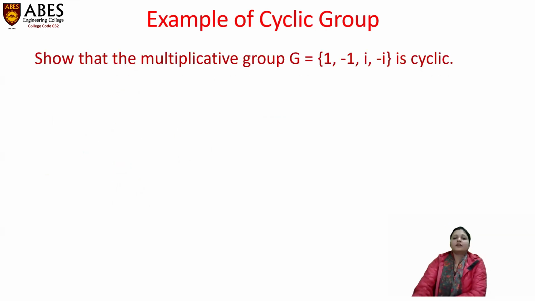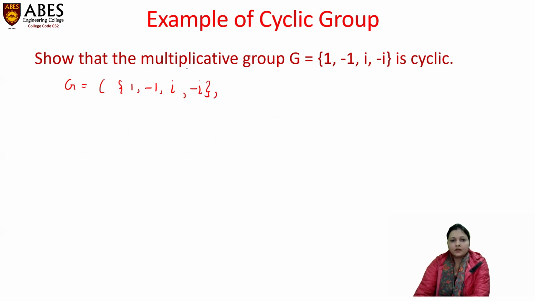For example, if we consider this group, the set here is 1, minus 1, i, and minus i, and the operation here is multiplication. So here we have to find whether it is a cyclic group or not. For finding whether it is a cyclic group or not, we have to check whether there is any generator in this particular set or not.